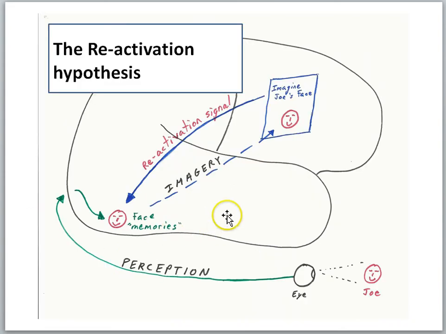So in summary, the reactivation hypothesis asserts that the same regions of brain that are used for perception, in this case faces, the fusiform face area, that region of brain is active for perceiving faces. It's also reactivated when we're imagining a face. Now, imagery is, in a sense, a reactivation of internally stored memories, so the suggestion is that the regions used for perceiving faces are somehow involved in storing the memories of faces as well.